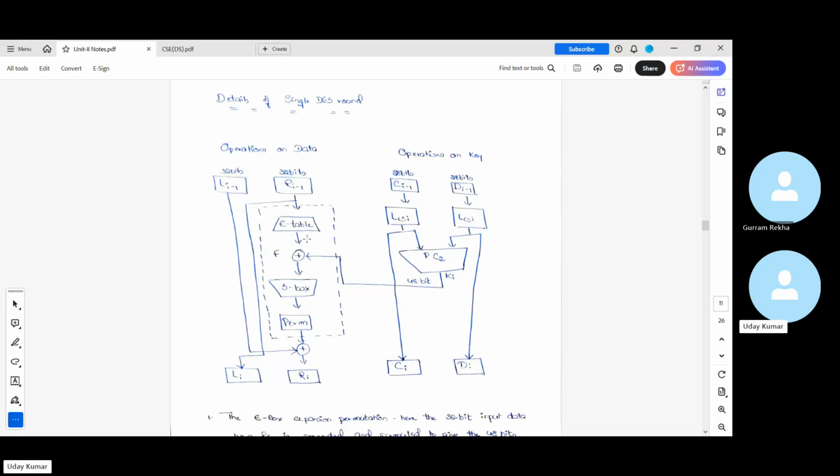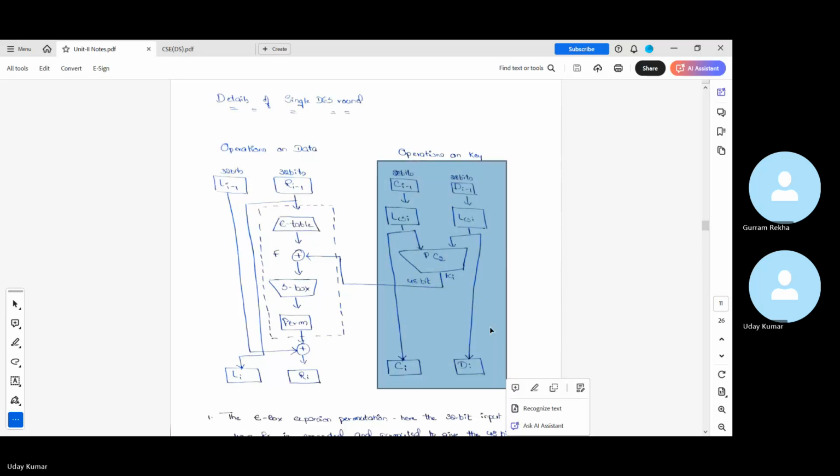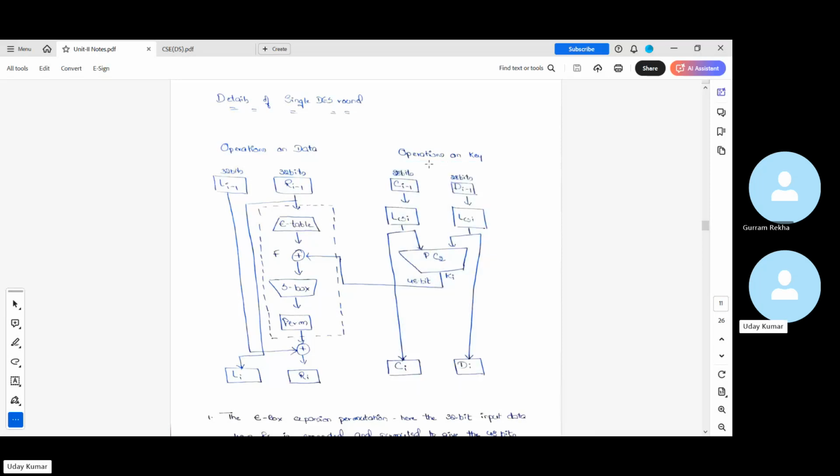Why 48 bits? See here, this XOR has two inputs. One is the output of the table, and the next is from the key. You are getting 48 bits. So now let's see this one. This one, students, the key, that 56 bit, right? So from 64 bits, once you discard every 8th bit, you are going to get 56 bits, right?